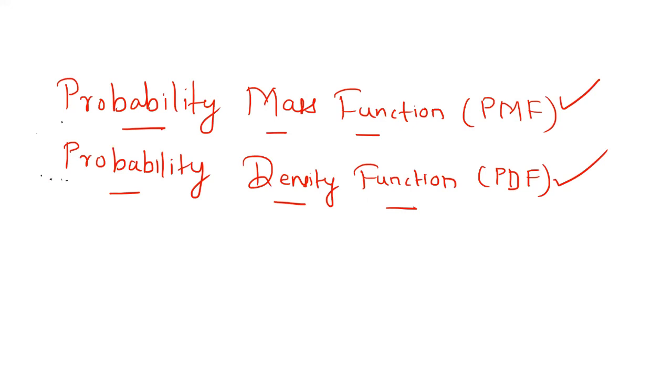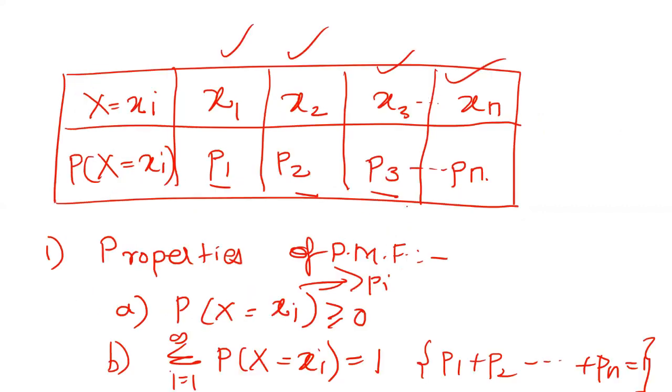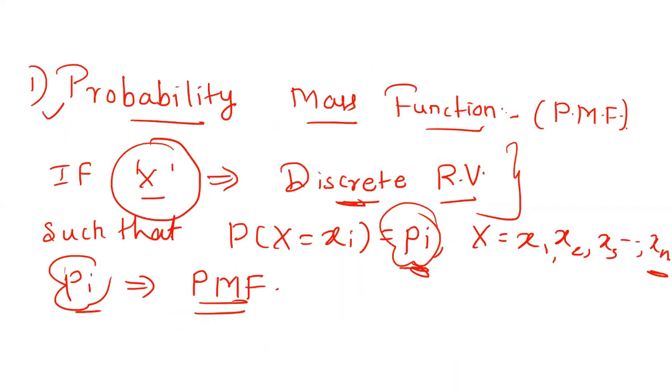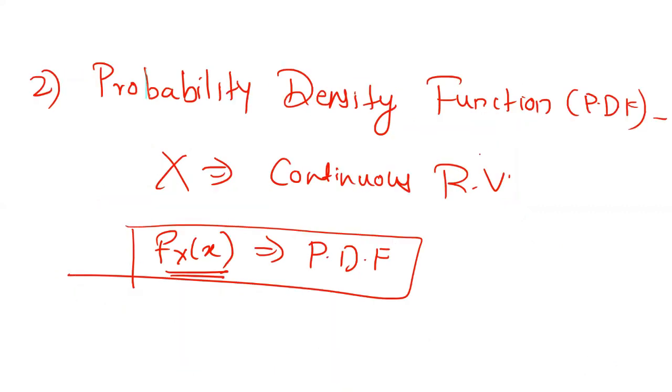There are two kinds of distribution: the probability mass function and the probability density function. The probability mass function says that if x is a discrete random variable and x takes multiple values x1, x2, x3 till xn, then P(x = xi) = pi. This pi is nothing else than the PMF. Every value of pi is greater than or equal to 0, and if you add all these values, p1 plus p2 plus p3 till pn, that will be equal to 1.